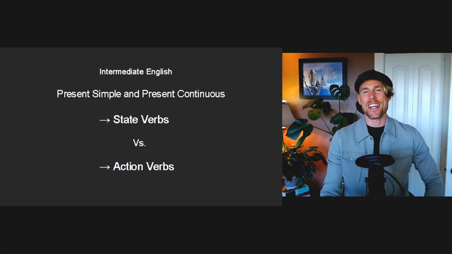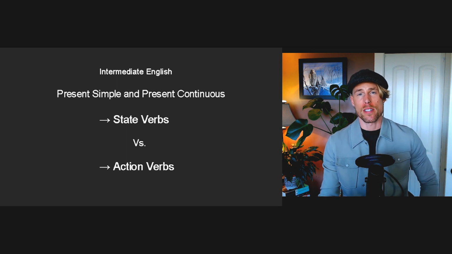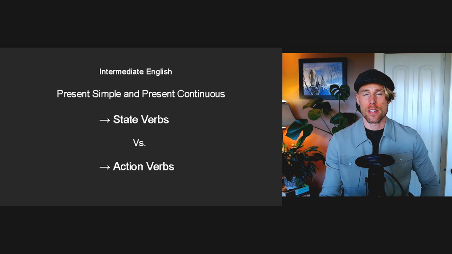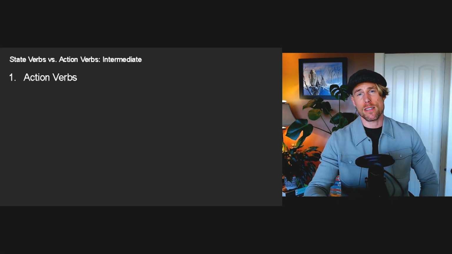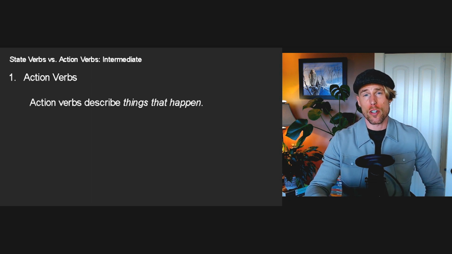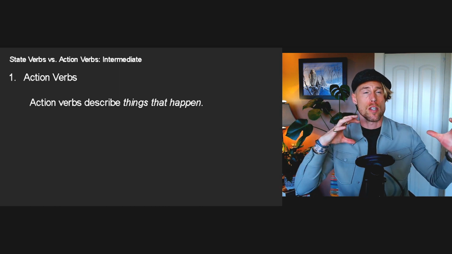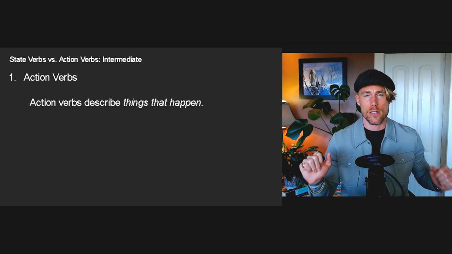All right, like I said, this is an intermediate lesson, and we will be talking about state verbs versus action verbs using the present simple and the present continuous tense. Let's begin. First, let's talk about action verbs. Action verbs describe things that happen. So, actions. Things that happen, things that occur, things that move, actions.